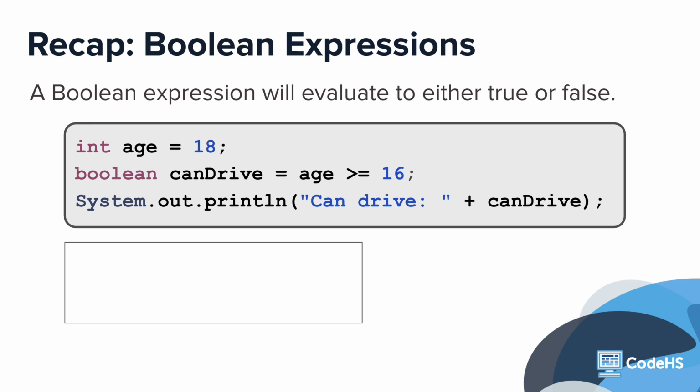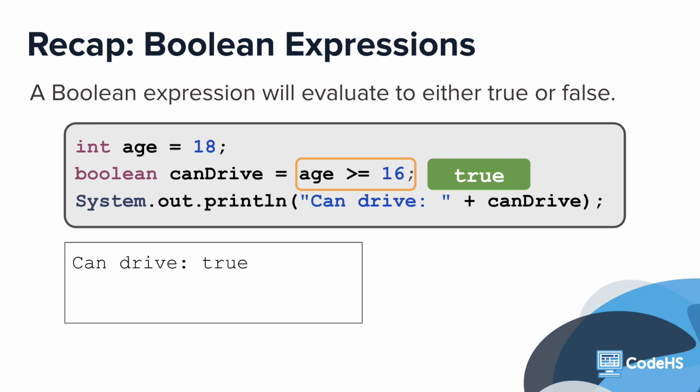A Boolean expression evaluates to either true or false. In this example, the Boolean expression is age is greater than or equal to 16. This evaluates to true, so can drive true is printed to the console.